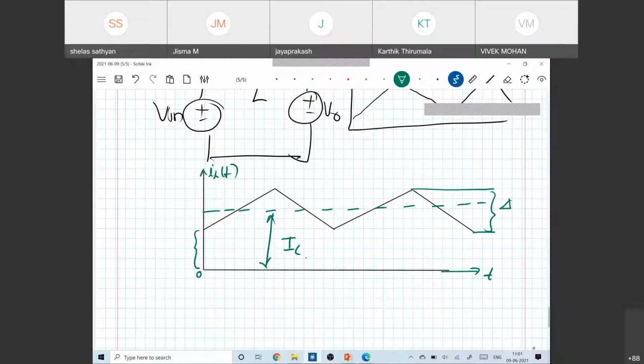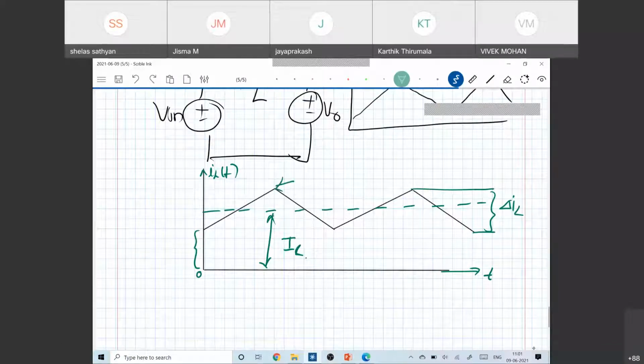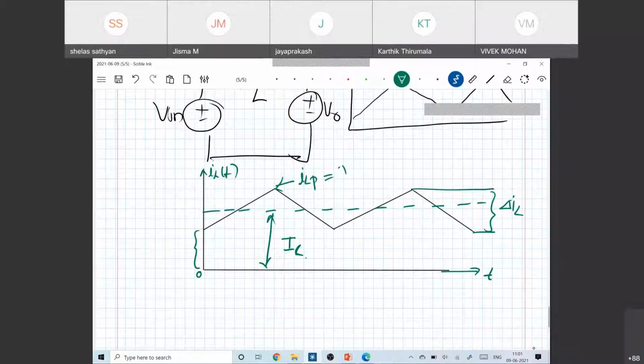We can call it delta IL. So there are two parts: an average value, capital IL, and a ripple, delta IL. In steady state, the delta IL is divided into two halves. So the peak value of the inductor current at steady state is given by the average value plus delta IL divided by 2.